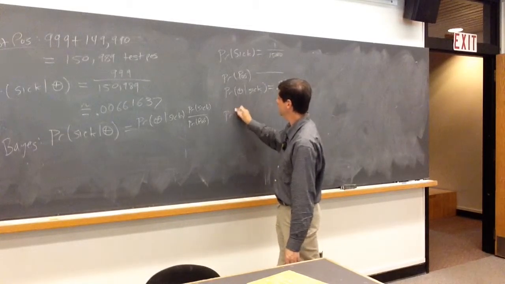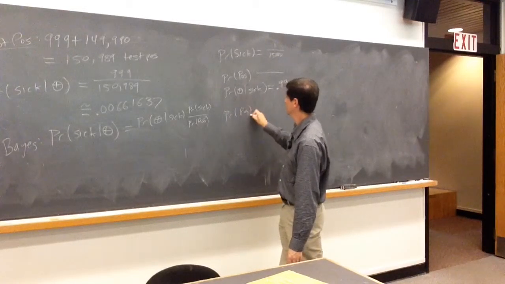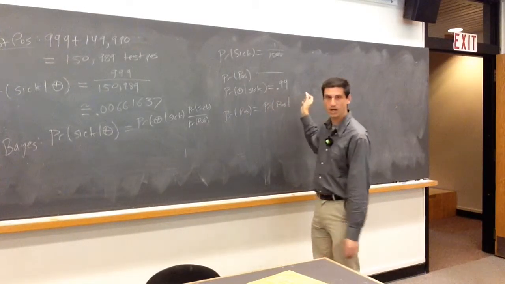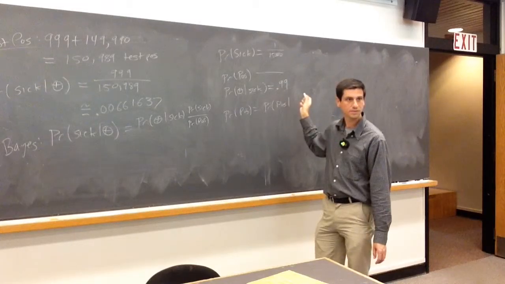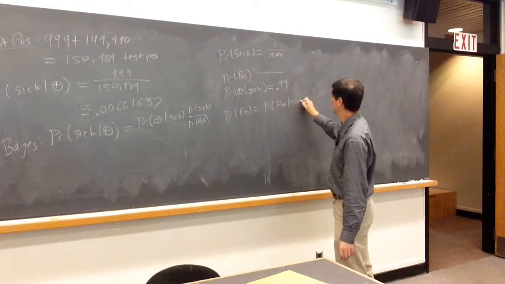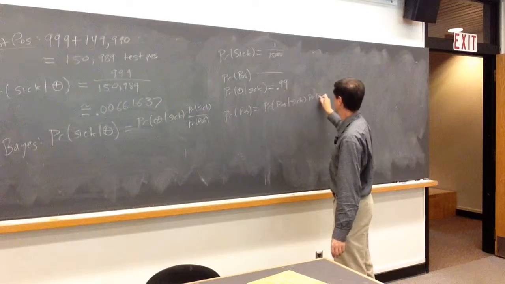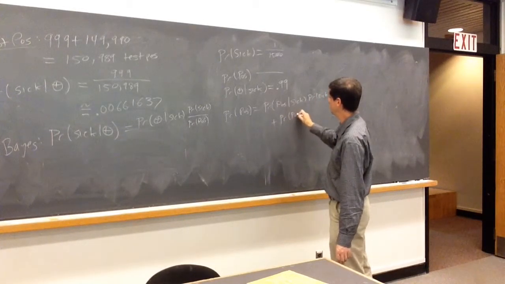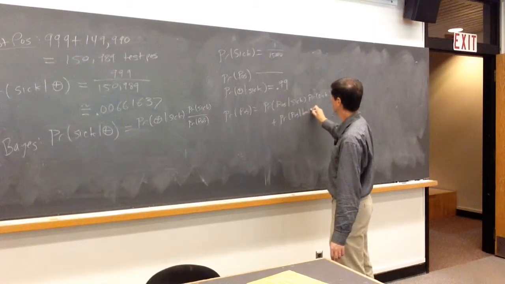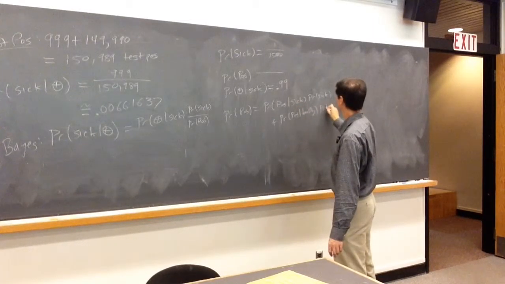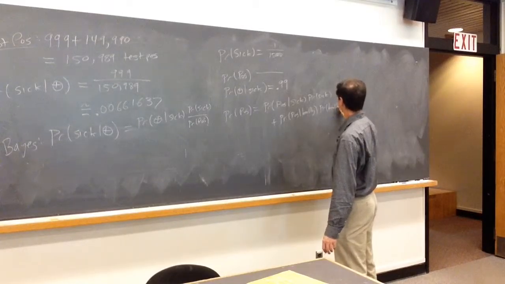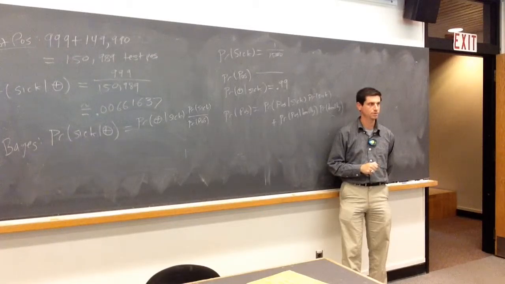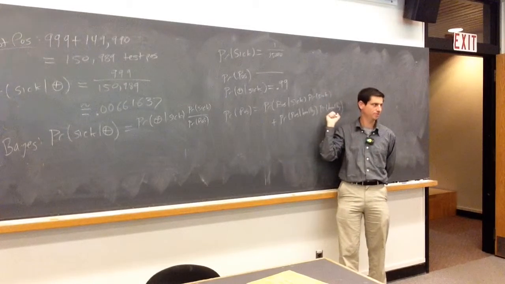So the probability that you test positive is going to be the probability you test positive given that you are sick times the probability you're sick plus the probability you test positive given that you're healthy times the probability that you're healthy. So we've partitioned our space into events. You're either sick or you're healthy.